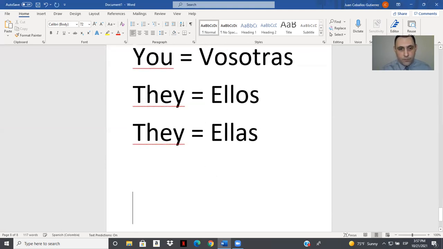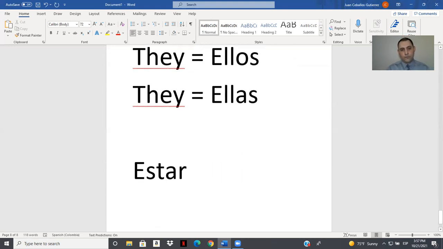Okay, now something important. Let's do a small exercise. Now let's talk about verbs. Before we do the exercise, let's talk about verbs. Let's talk first about the verb start.